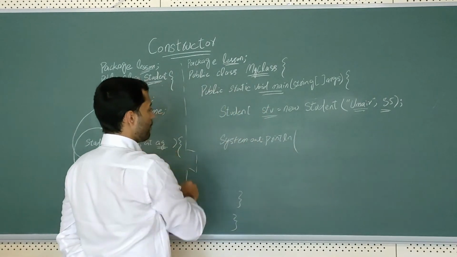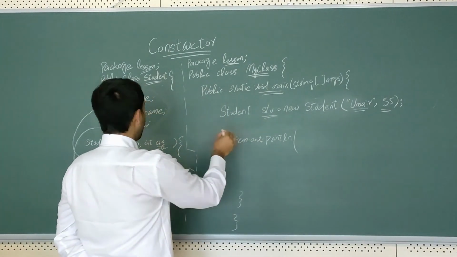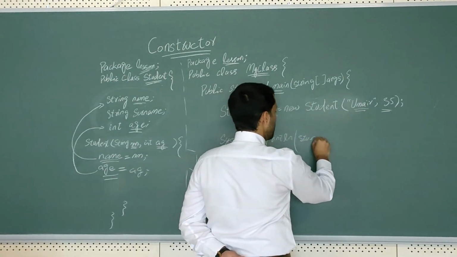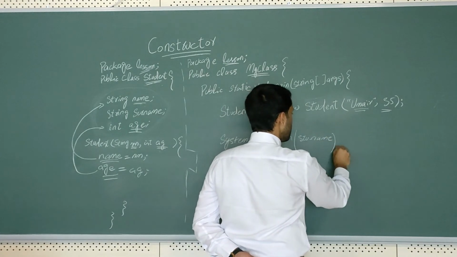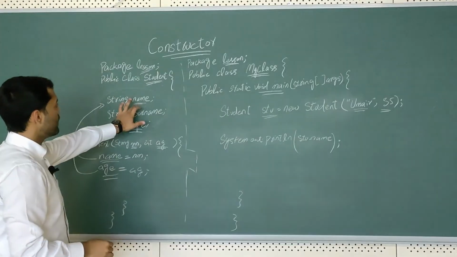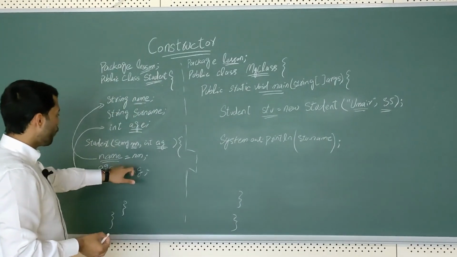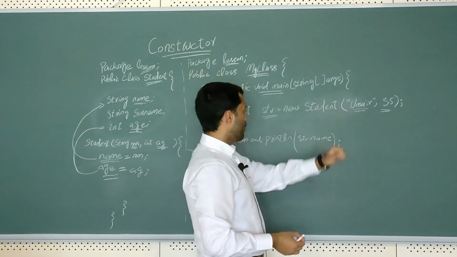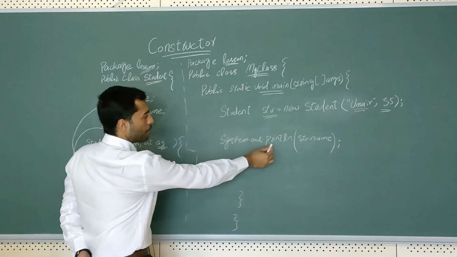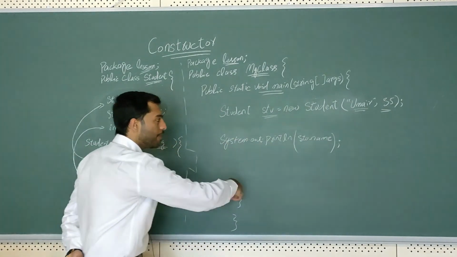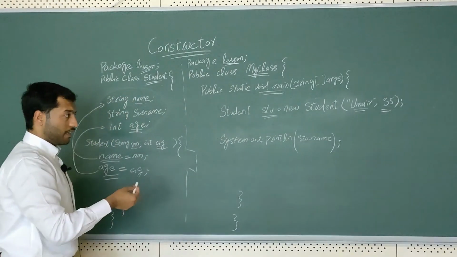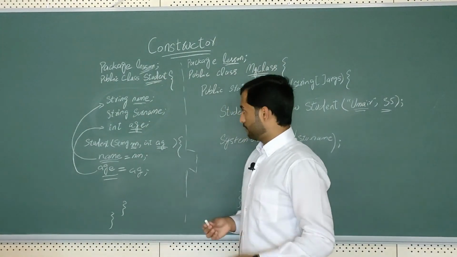Now, within this system.out.println statement, I want to print the name. I will write here stu.name. When I write this stu.name, it will print this name, and that name contains the value Umair. Now, if I want to write it again for the age, I will write system.out.println stu.age, and it will print my age. So that is the concept of a constructor.